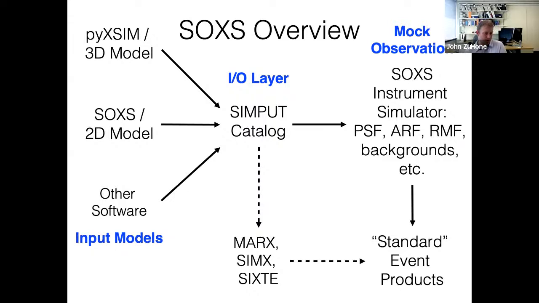And then it can ingest these in various ways, and then it can create what's called a SIMPUT catalog, which I'll explain in a couple of slides. But basically, it's a common file format for storing simulated X-ray events. And then this SIMPUT catalog can then go into a mock observation, which can be performed by the SOXS instrument simulator, or you can make a SIMPUT catalog in SOXS using one of the various things on the left, and then use it as input in other simulators. So SIXTE, which is a simulator for Athena and for eROSITA, as well as other missions, SIMX, which is a simulator for a number of missions, or MARX, which of course is the ray trace for Chandra. And then the outputs of these programs are "standard" in quotes, because you're never going to get it perfectly the same as real observations, but pretty standard event products that you can analyze with things like CIAO and FTOOLS.